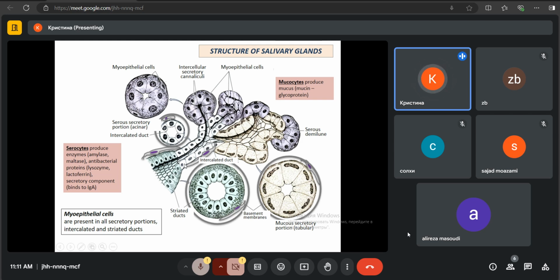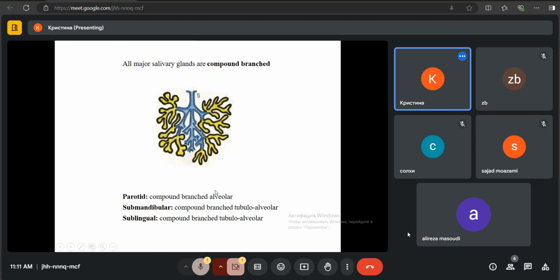Then, after intercalated ducts, the striated ducts go. They are composed of columnar epithelial cells and myoepithelial cells. They are called striated because they have this striation in the basal portion of the cell. The striation is caused by the presence of a lot of mitochondria, which serve the functions of these ducts. It will be discussed later.